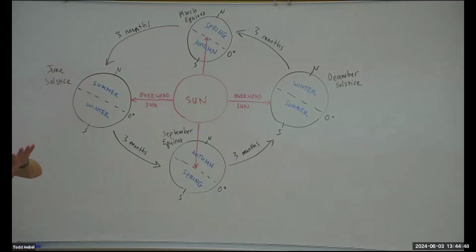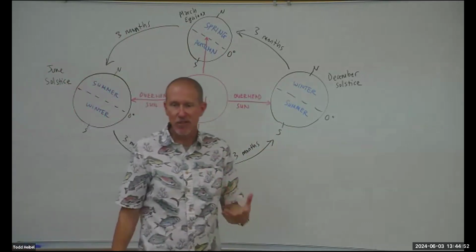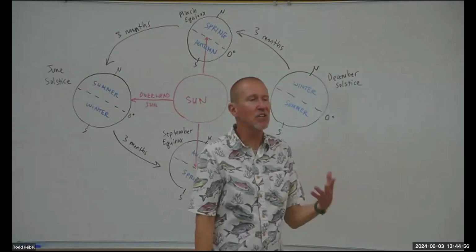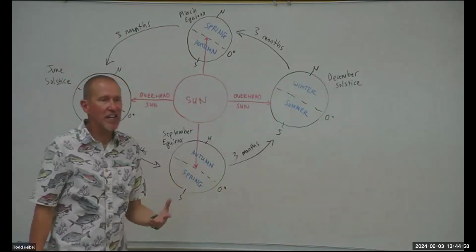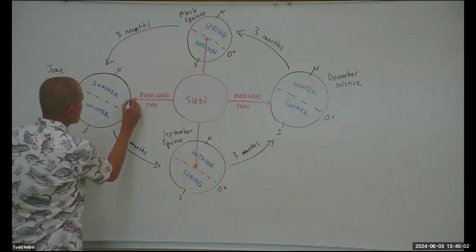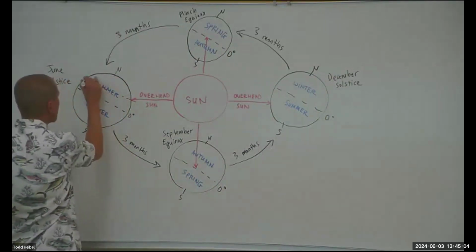So where is the overhead sun? Sometimes we call it the overhead sun. Sometimes it's the subsolar point. Basically, it is the latitude on Earth receiving the most direct radiation or insolation from the sun. So at the June solstice, I'm just going to draw it here.